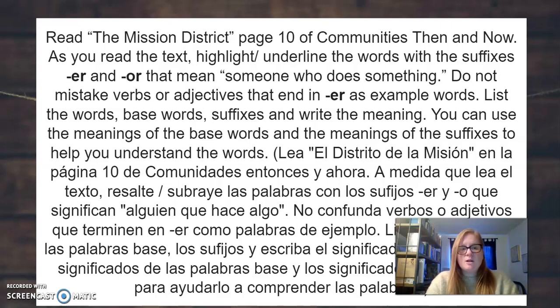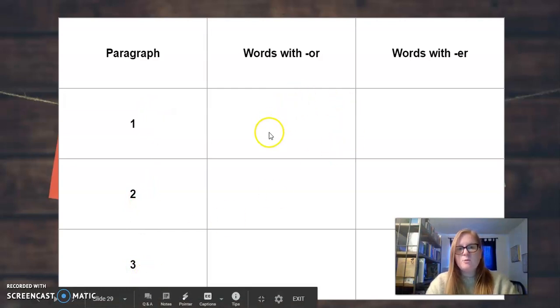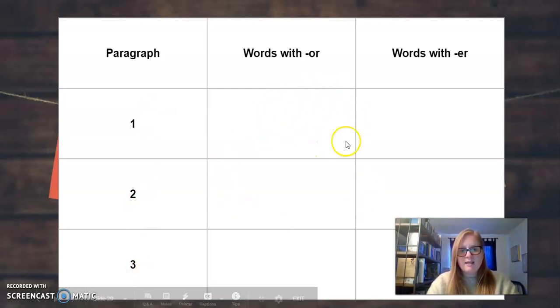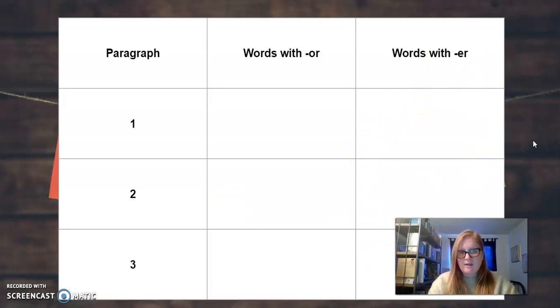So you're going to list the words, the base words, the suffixes, and write the meanings of each of these words. You could use the meanings of the base words and the meanings of the suffixes to help you understand the words, just like the previous chart, okay? So the first chart that you're going to do, this is how we're going to organize all of those words. We have paragraphs 1, 2, and 3. You're going to put the words that end in OR here, and you're going to put the words that end in ER over here. And that's how we're going to keep everything organized.